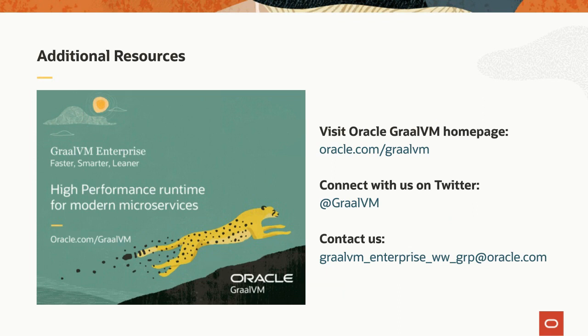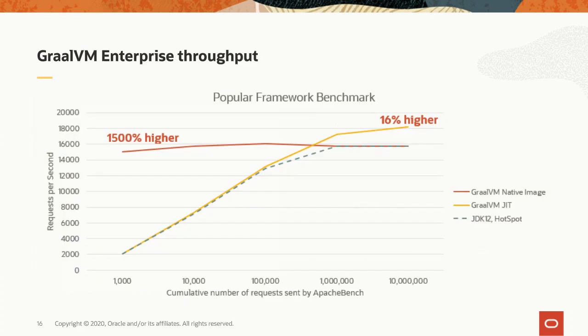But yes, coming back to the slide, GraalVM native image excels at services that have a shorter life cycle. At the same time, its throughput is high enough to be competitive with all other solutions.